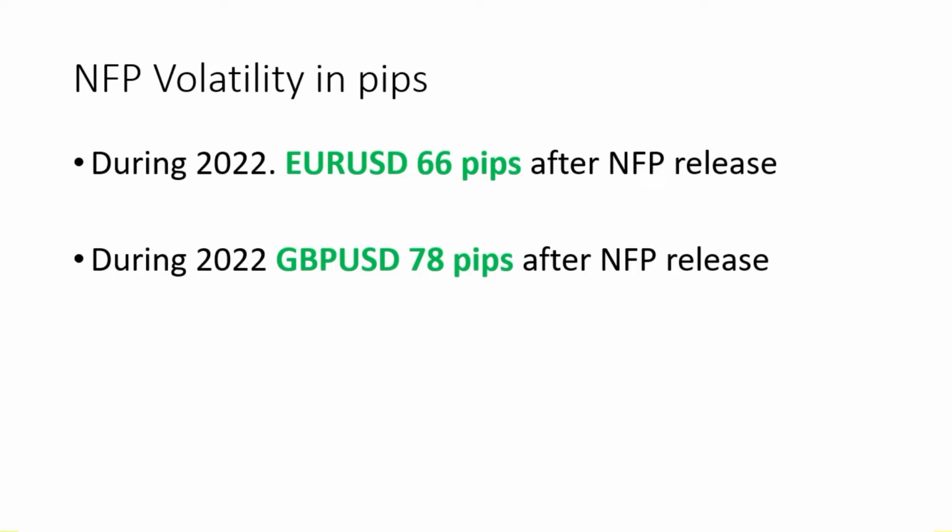It's huge volatility. So you need to put a valid stop loss. For me, it should be at least one daily average range. I avoid trading NFP with a very tight stop loss because you could be washed out.